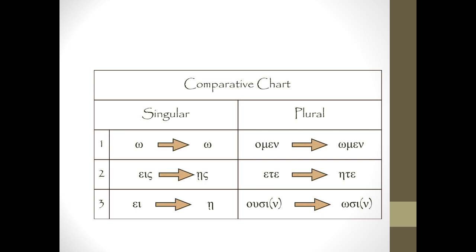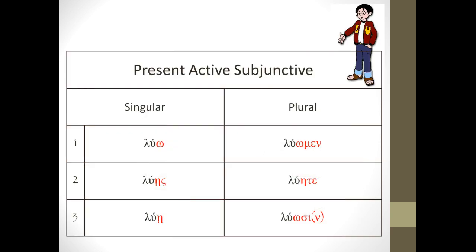So let's take a look at our paradigms for what we have here, and here's some good news. The subjunctive mood only shows up in two verb tenses, ladies and gentlemen. It only shows up in the present and in the aorist. So with that in mind, let's take a look at the present active subjunctive. Here it is, once again, using our familiar stem of lu. And you'll notice that we've got luo, lueis, luei, luomen, luete, luosin.